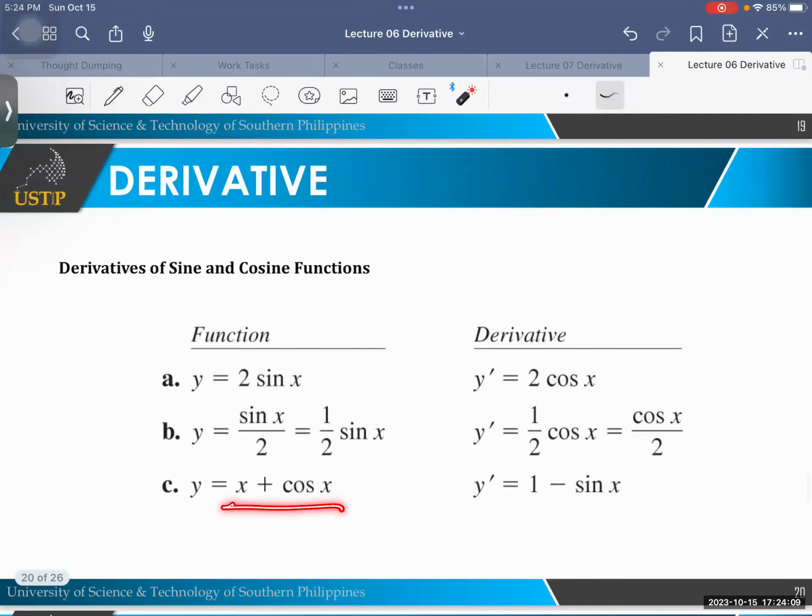Okay, how about this? x plus cosine x. Here we combine our knowledge of polynomial and trigonometric derivatives. The same rule applies, class. Get the derivative, just add them. The derivative of x is 1. And the derivative of cosine is negative sine. So the derivative of x plus cosine x is equal to 1 minus sine x.